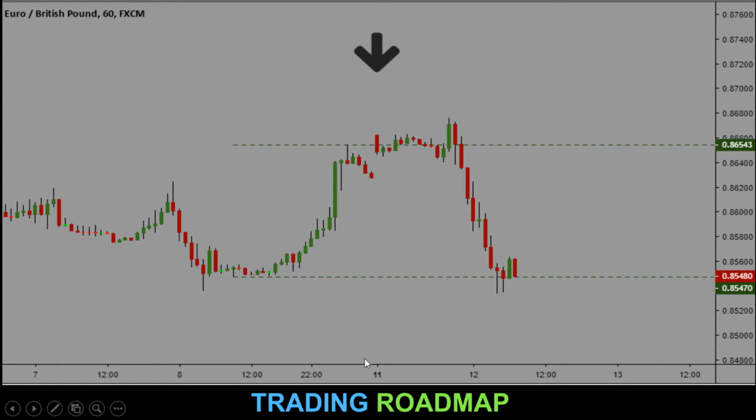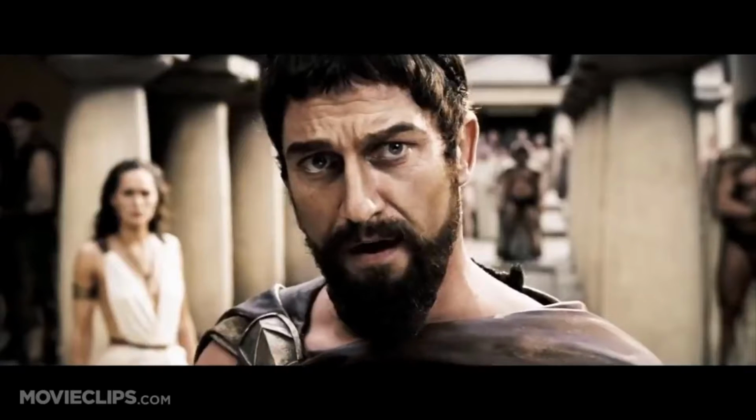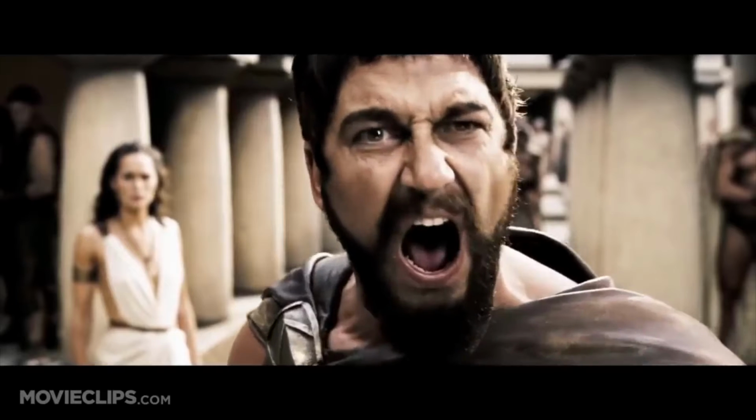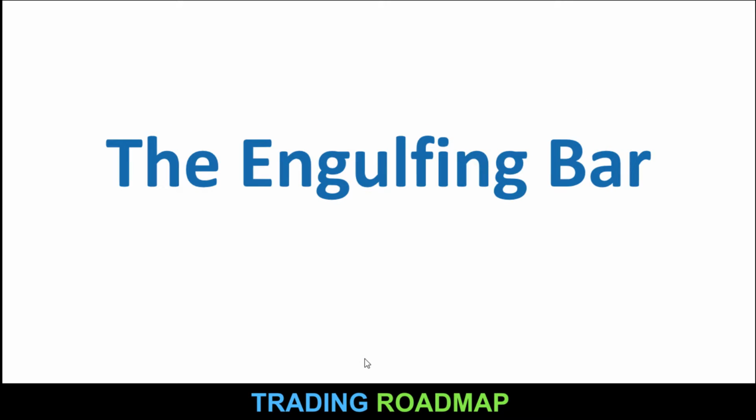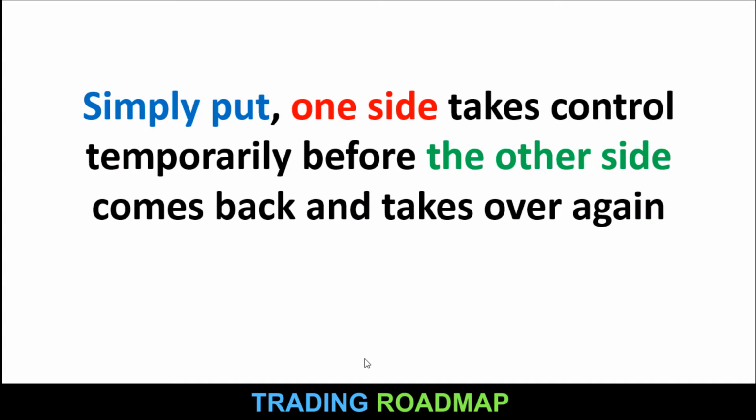So I would like you to think about the outside bar like Sparta. This is Sparta! Exactly, because if you think about it, it's simply put, one side takes control temporarily before the other side comes back and takes over again. So one side took control, and then the other side says no, no, no, this is Sparta, and then they came back and took over.